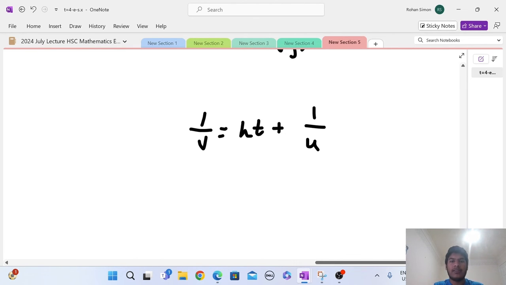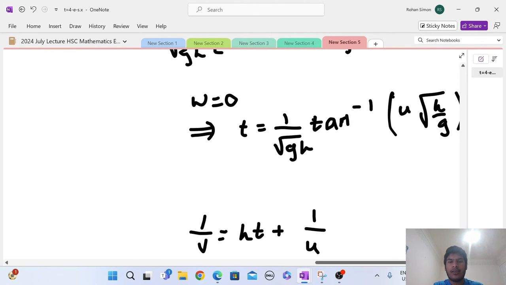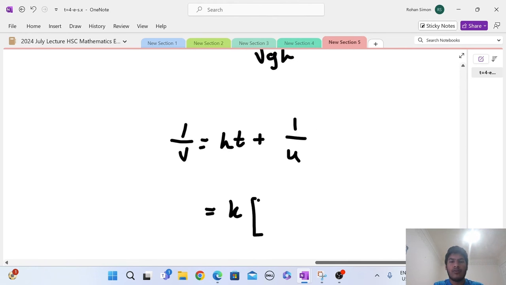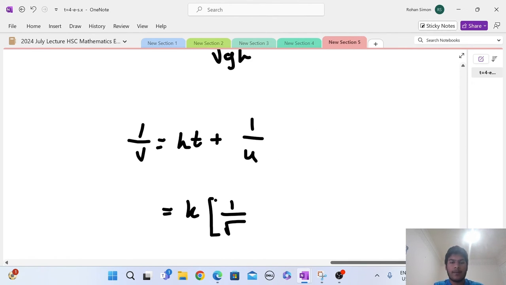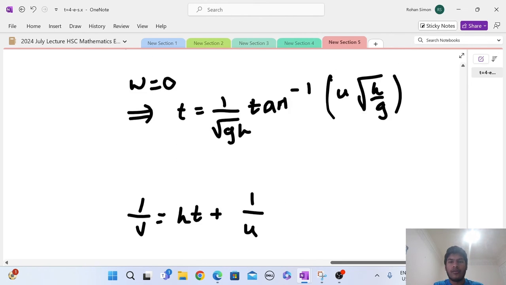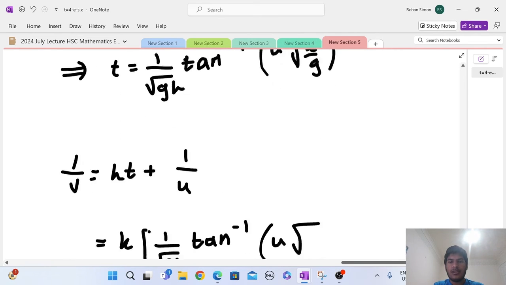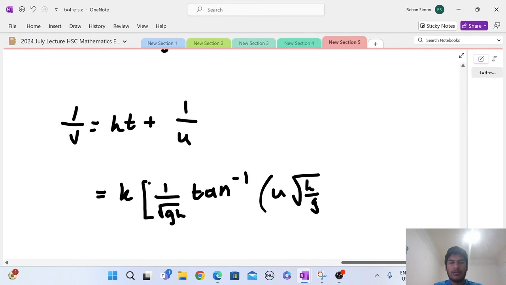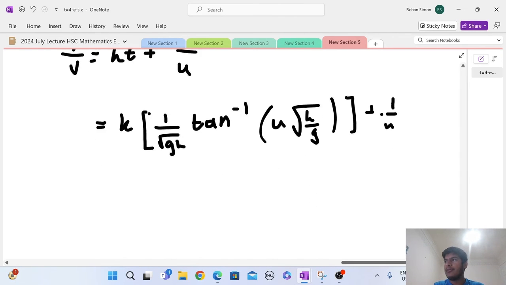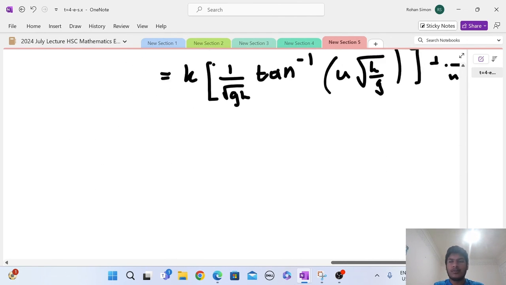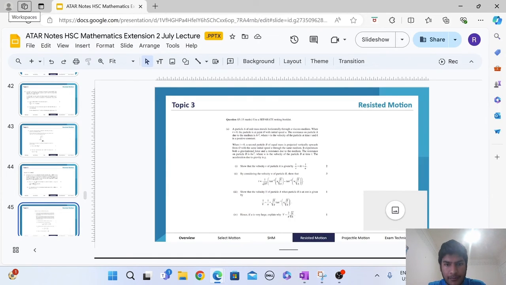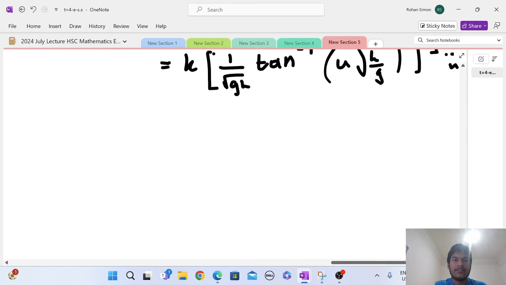And so subbing in the t value that we just got, you get k times 1 on root gk, tan inverse of u times root k over g, plus 1 on u. Doing a bit of combining fractions, or this is an expression for it, but yeah, actually that is the expression that we're looking for.